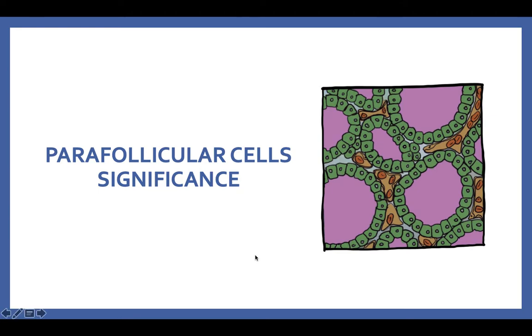So a little bit about the parafollicular cells and the significance of these cells. Parafollicular cells are also known as C cells, and the significance behind this is primarily in calcium homeostasis. So it inhibits the osteoclastic activity and decreases the release of calcium from the bone, because we want to reduce the calcium levels.